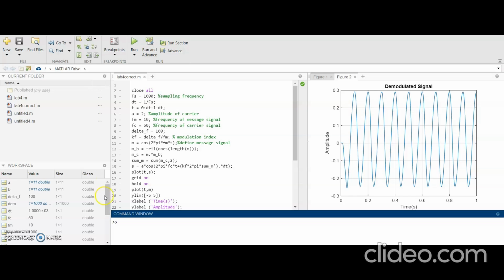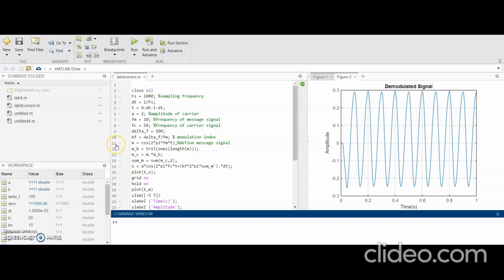So I'm going to explain the code. First we define Fs as the sampling frequency, the amplitude of the carrier, the frequency of the measured signal, the frequency of the carrier signal, and we also define the modulation index and the measured signal. After we define them, in the ninth line we have delta F equal to 100, and beta equal to delta F over Fm. These two lines are used to find the modulation index.